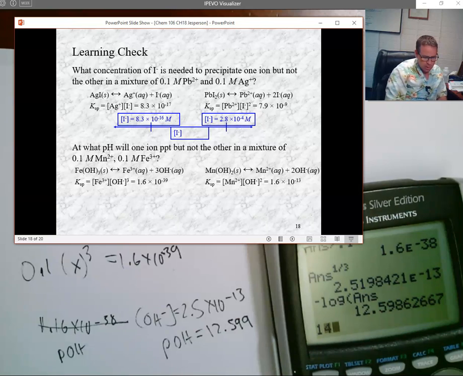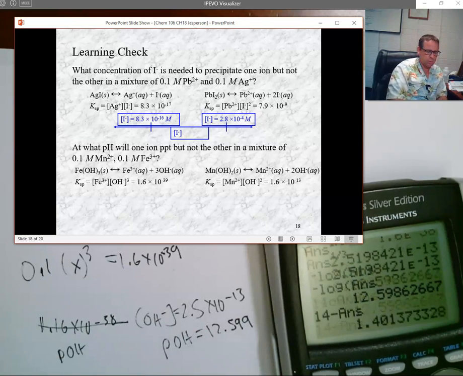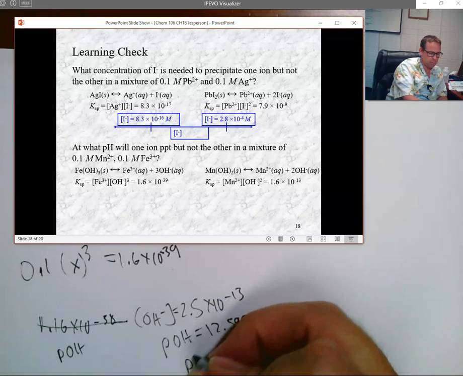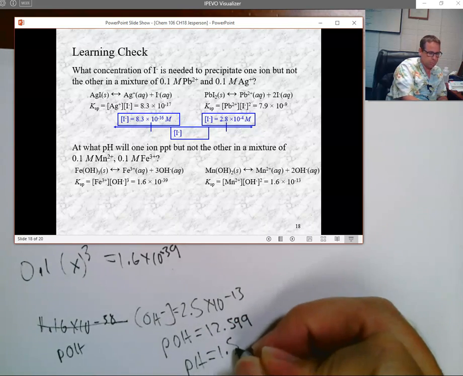And then 14 minus that value should be our pH, 1.4. Whoops, 1.4.